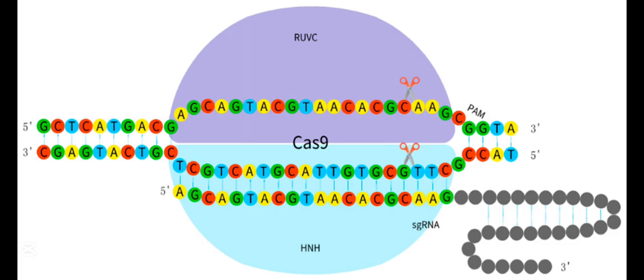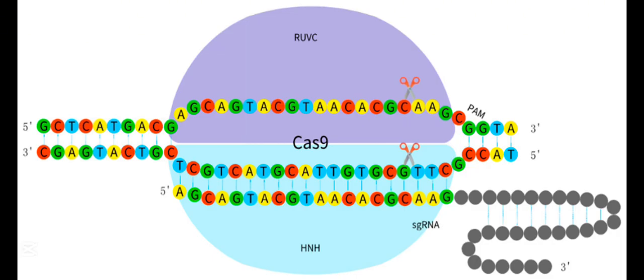Exactly. HDR is more precise. It uses a template DNA molecule to guide the repair. And scientists can provide that template with the desired edit. So you can either knock out a gene or knock in a new sequence. It's pretty amazing technology. Our notes mention an example of using CRISPR to treat sickle cell anemia.